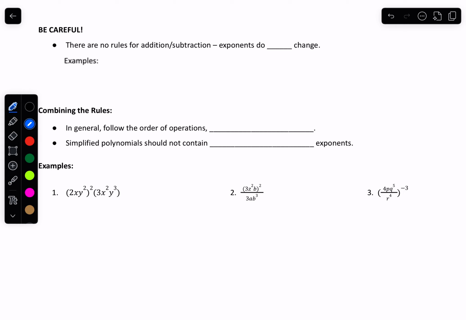There are no rules for addition and subtraction. So exponents do not change in that context. For example, 3x squared plus 4x squared is equal to 7x squared. Okay, we know this as combining like terms. When we add together 3x squared and 4x squared, we get 7x squared. We add the coefficients and the variable and the exponent stay the same. All right, so when we're adding and subtracting like that, the exponents do not change.